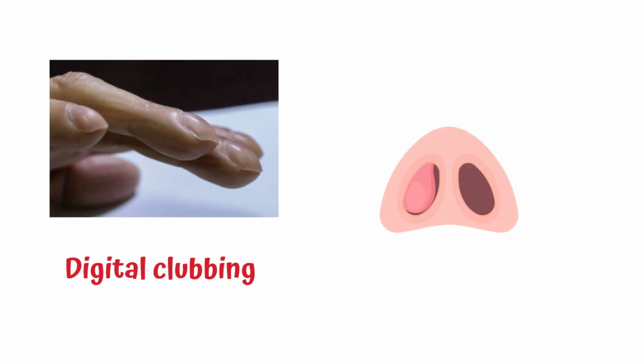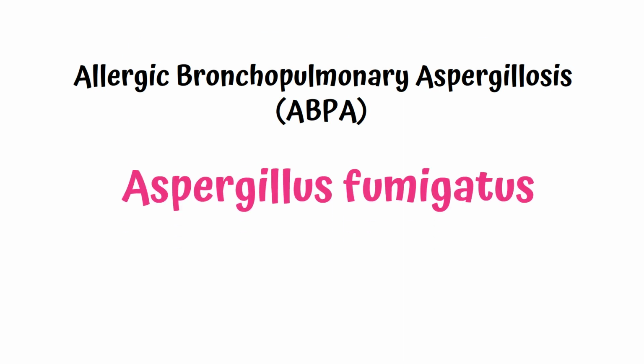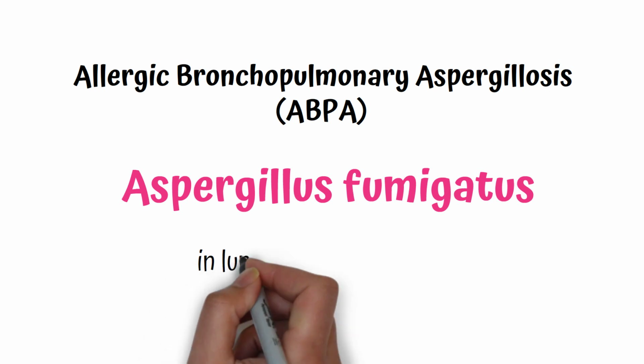Cystic fibrosis can also cause digital clubbing and nasal polyps, two very important clinical features that you must remember for your board exams. Allergic bronchopulmonary aspergillosis is another condition that can happen in these patients due to the growth of Aspergillus fumigatus in lung cavities or sinuses.